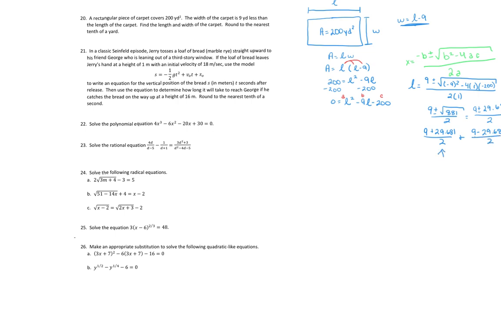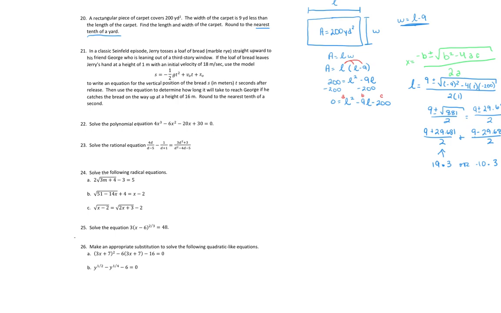So this one here will give you an answer of 19 point, and since we want it to the nearest tenth of a yard, we have 19.3, or this one over here will give us a negative 10.3. Now, we do have two answers, and you might be wondering, well, which one do I pick?